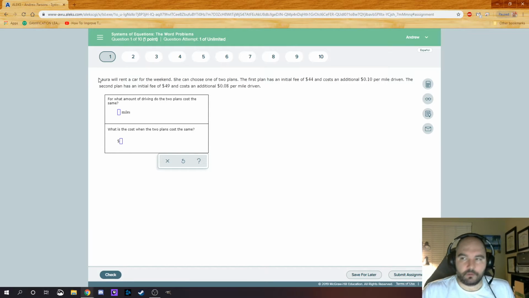Here we go. Laura will rent a car for the weekend. She can choose one of two plans. The first plan has an initial fee of $44 and costs 10 cents per mile driven. The second plan has an initial fee of $49 and it has 8 cents per mile driven.